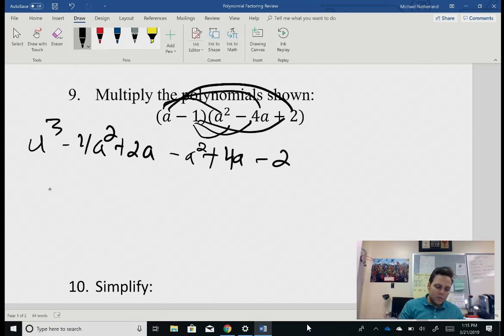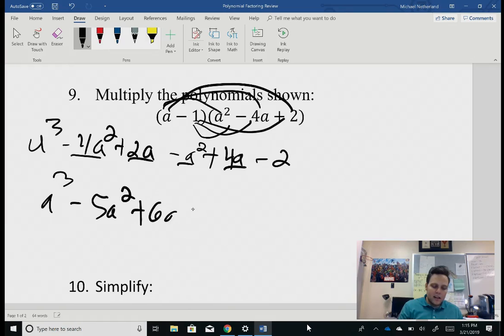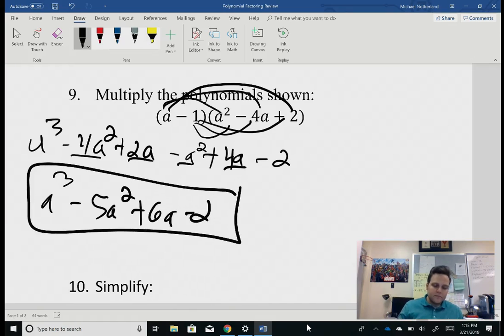So now I just put like terms together. A cubed minus 4a squared minus a squared. It's going to be minus 5a squared plus 2a plus 4a, so that's plus 6a minus 2. And there we go. Okay?